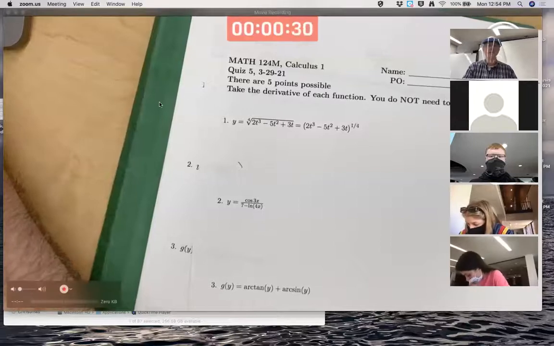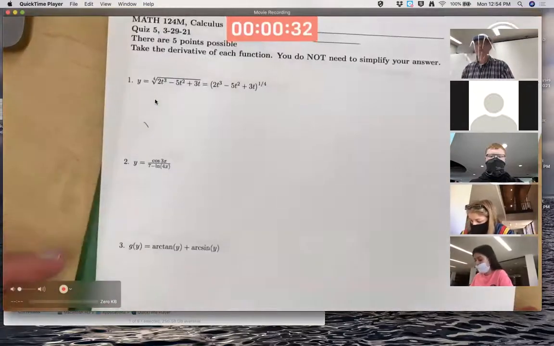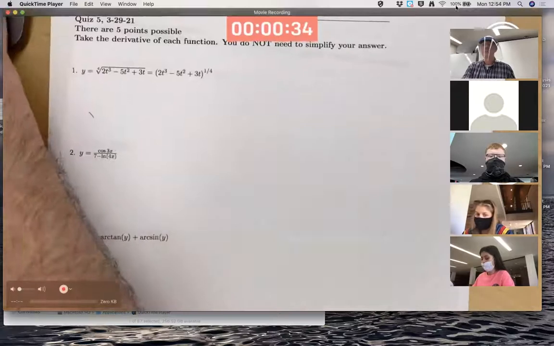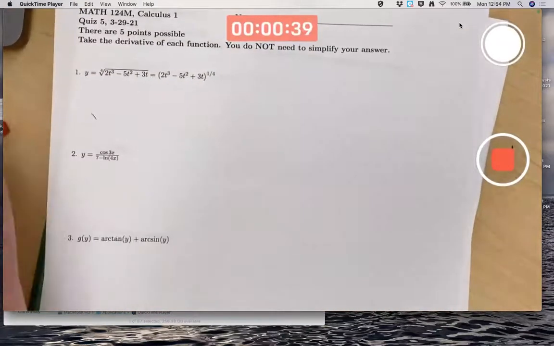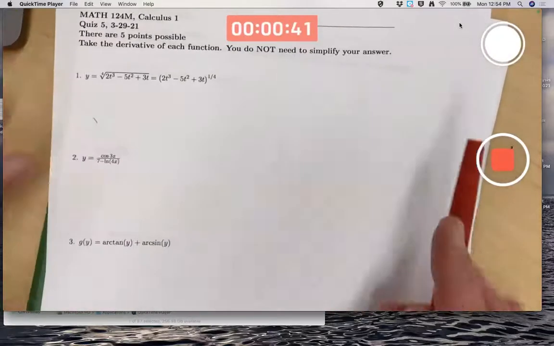All right, let's go over the quiz. So again, this quiz was harder, trying to get you prepared for the gateway exam. First gateway has pretty similar problems to this. So you want to make sure you can do this kind of thing.